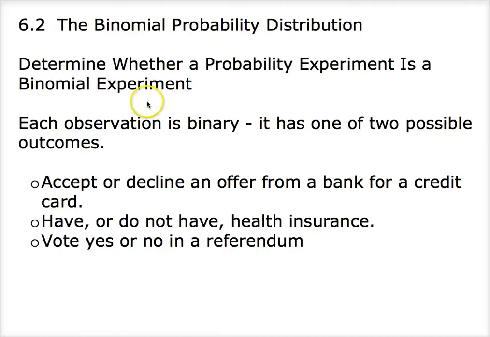In this video, we will look at the binomial probability distribution. To determine whether a probability experiment is a binomial experiment, each observation is binary, meaning it has one of two possible outcomes. Some examples: accept or decline an offer from a bank for a credit card, have or do not have health insurance, vote yes or no in a referendum.